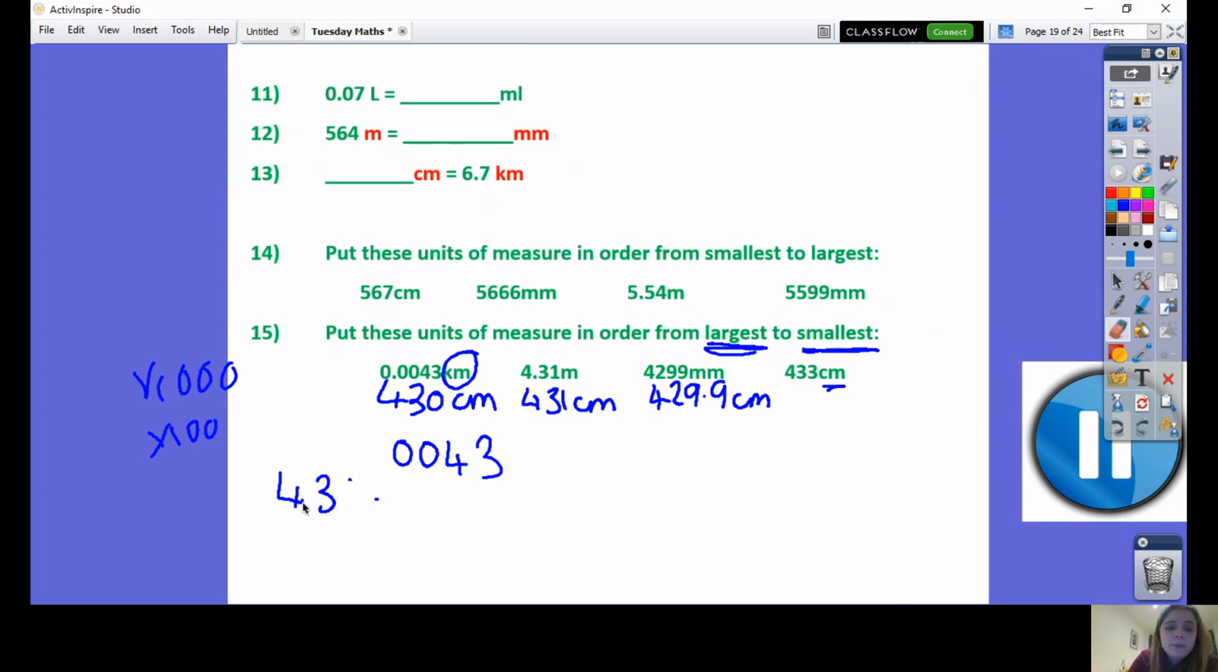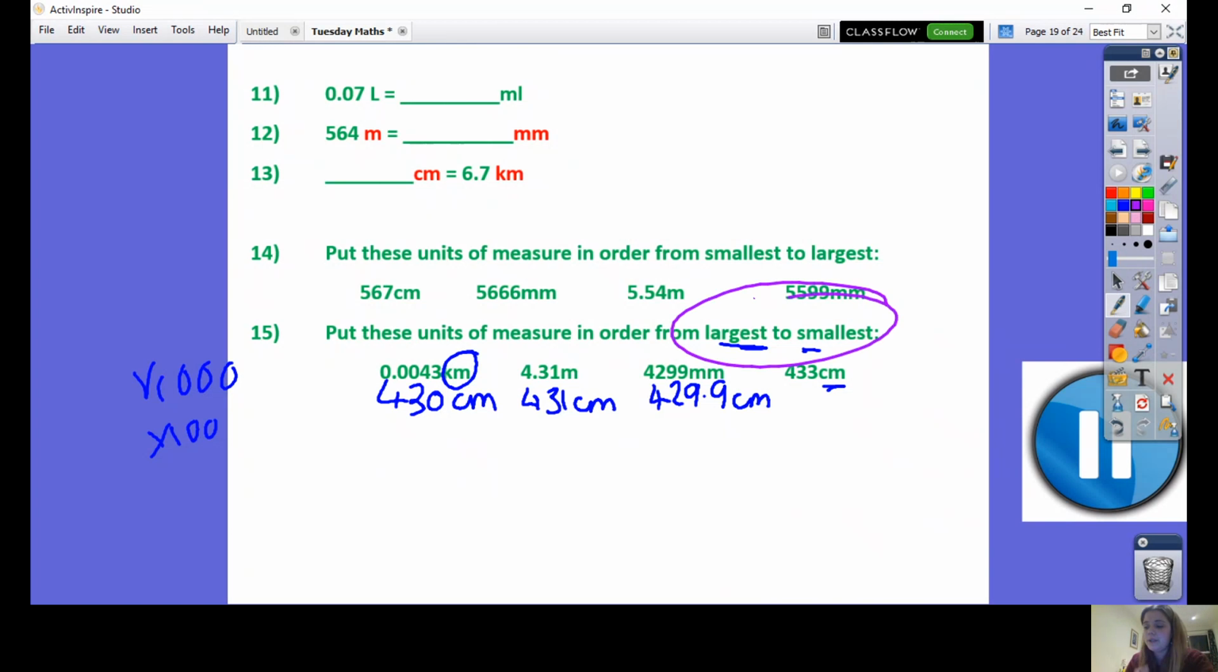Okay, now I should be able to put them in order, but please be careful. You're going from largest to smallest. I worry that some of you might have accidentally gone from smallest to largest because that's what we did before. If that was you, just be careful with these questions in future. So I've got 430, 431, 429 or 433. 433 centimetres is my largest.